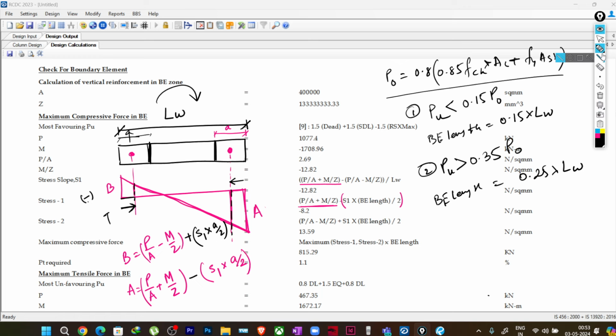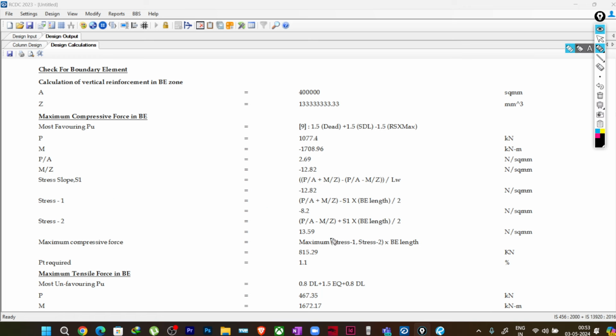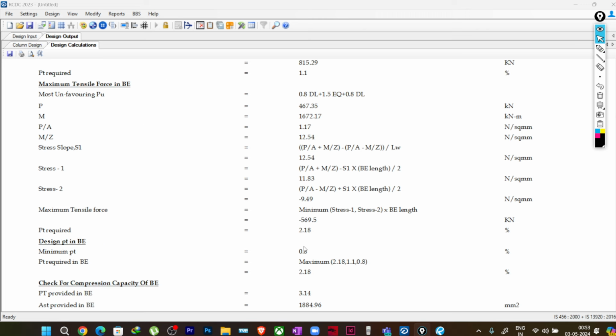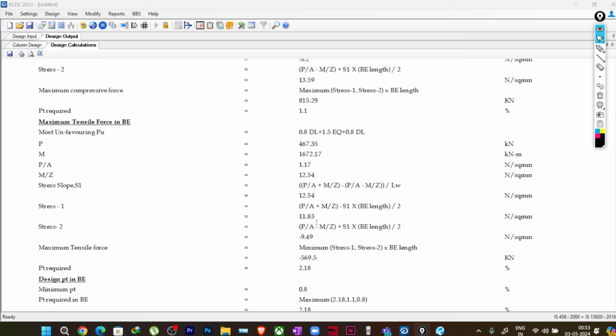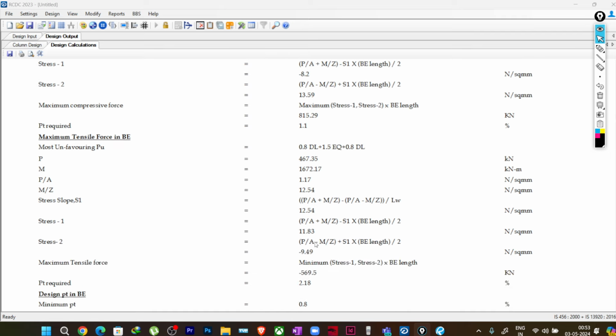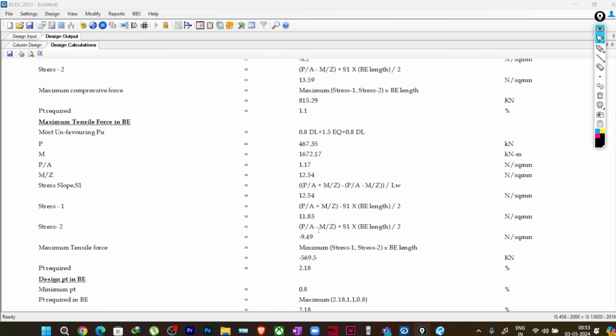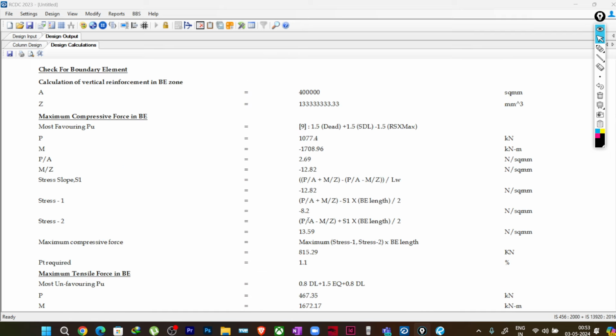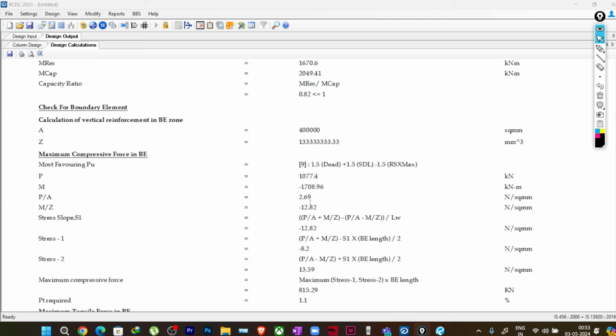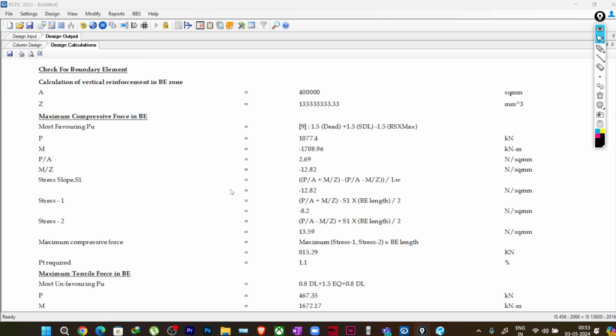Now you can see, if I just delete this and write this, we found the compressive stress and we found the tensile stress. Let us talk about the compressive stress, because for this load combination the compressive stress is higher. In the other combination, you will see the tensile stress will be higher. In this case it is 9.49, in the other case it is 8.2. So here the tensile is governing, here the compression is governing. If you understand one, the other one is the same.